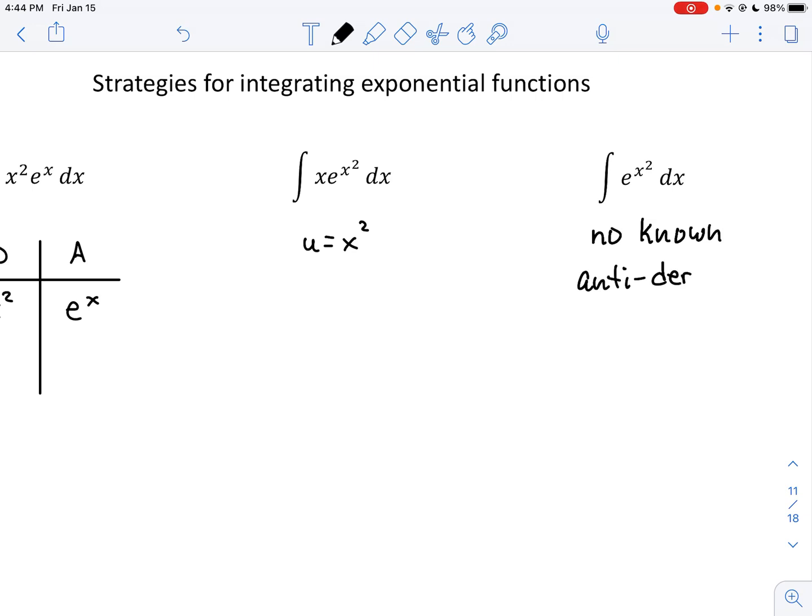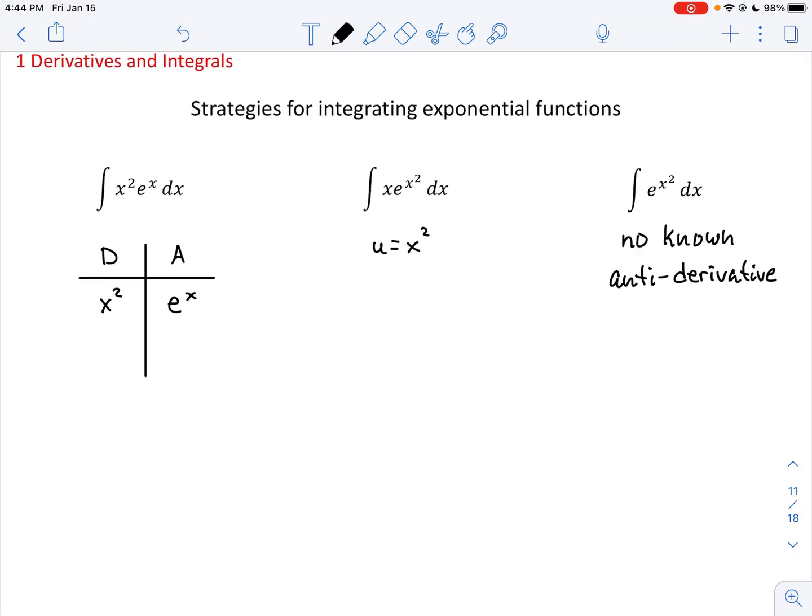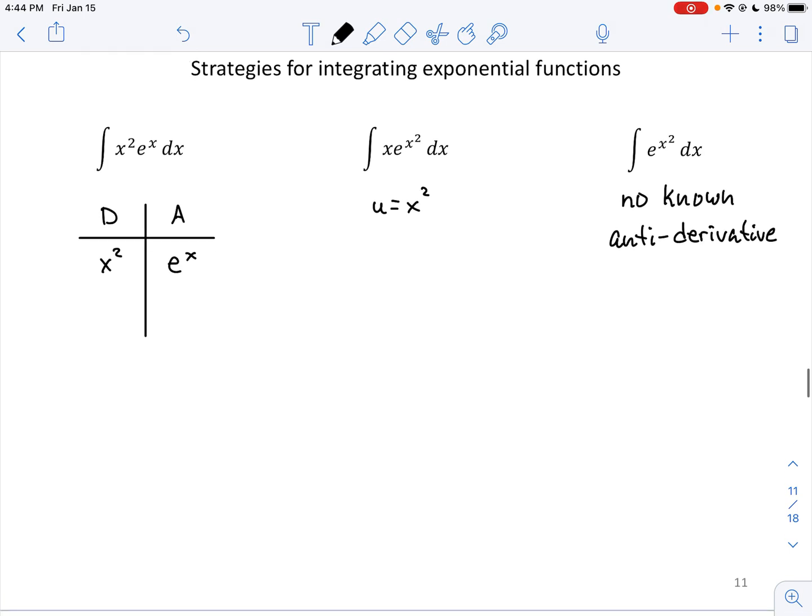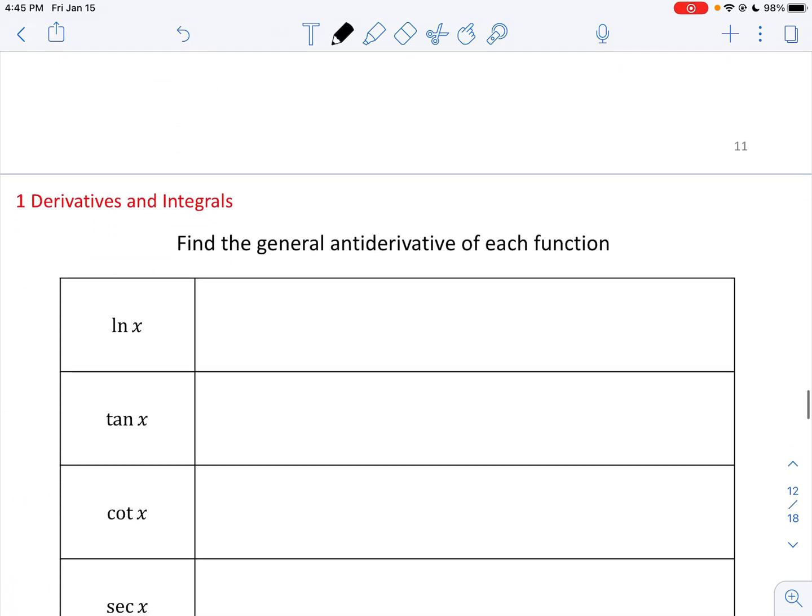At least no known antiderivative in closed form. Sometimes our methods are not able to produce a function that is the antiderivative of another function, at least a function in closed form, I should say. Notice how these all look pretty similar on the surface, but just a few subtle changes dramatically change whether we can anti-differentiate in the first place, and then what strategy we would use to get the antiderivative in the second place.